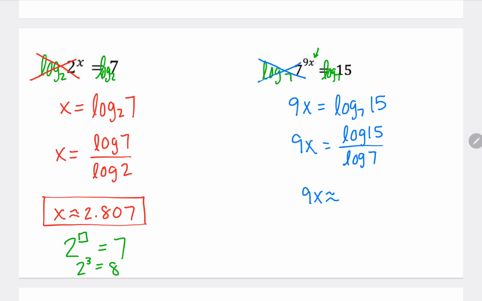And when we do that, we get 1.392. And then we still don't have the x by itself. We need to get rid of that 9 by dividing by 9 on both sides. x is approximately 0.155.